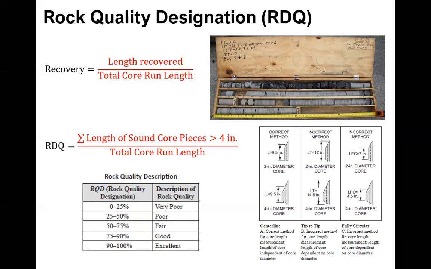So we have 2 values, rock quality designation and the recovery value. The rock quality designation is a very simple calculation. Actually, both of them are. And this is something that gives the engineer who's looking at the samples a relative idea of the strength of the rock before doing any actual tests.